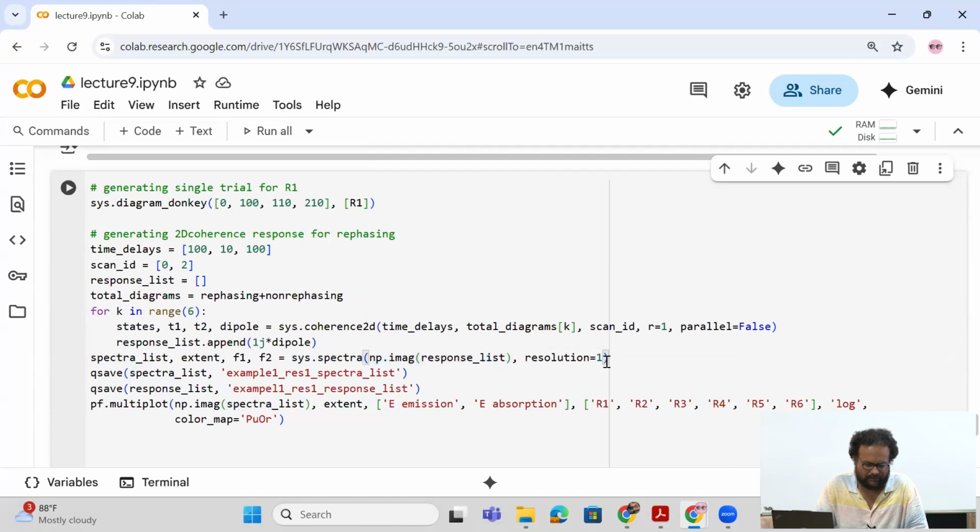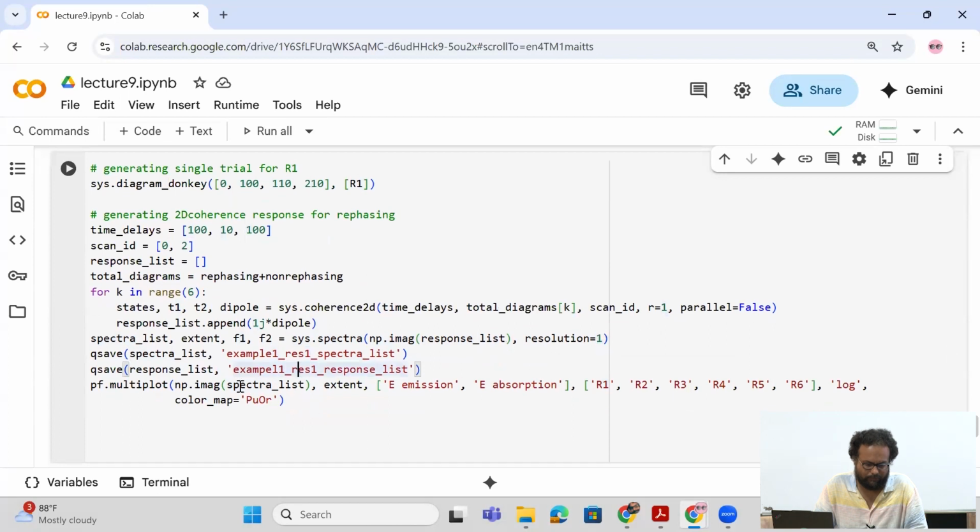And the resolution is set to 1, which you can change. That's the spectral resolution that you want. It automatically adjusts stuff. So we then need to plot this spectral list, over E emission and E absorption, for all possible pathways separately, and that's what the multi-plot does.